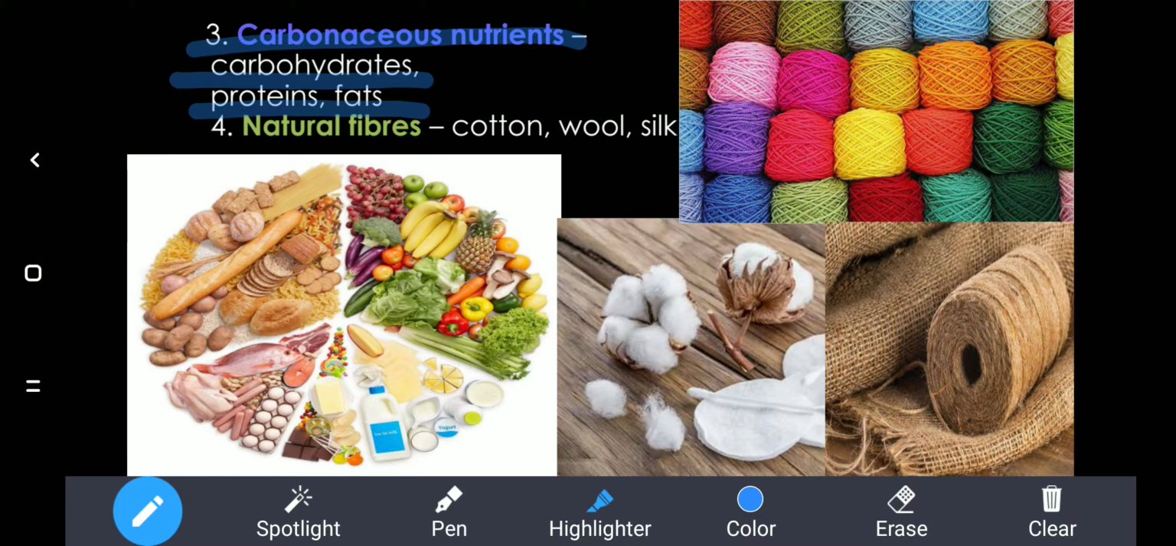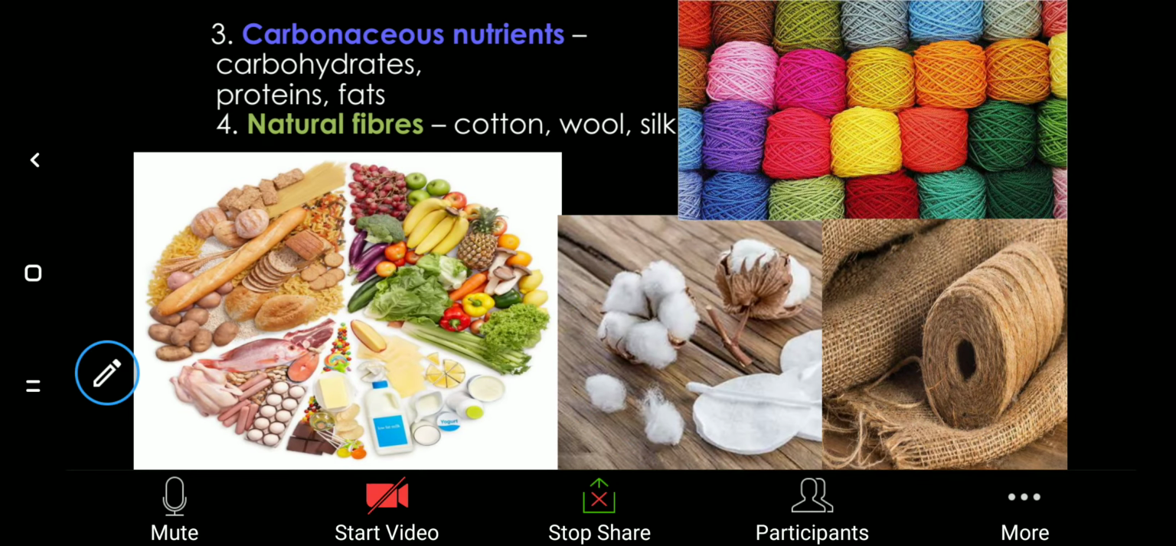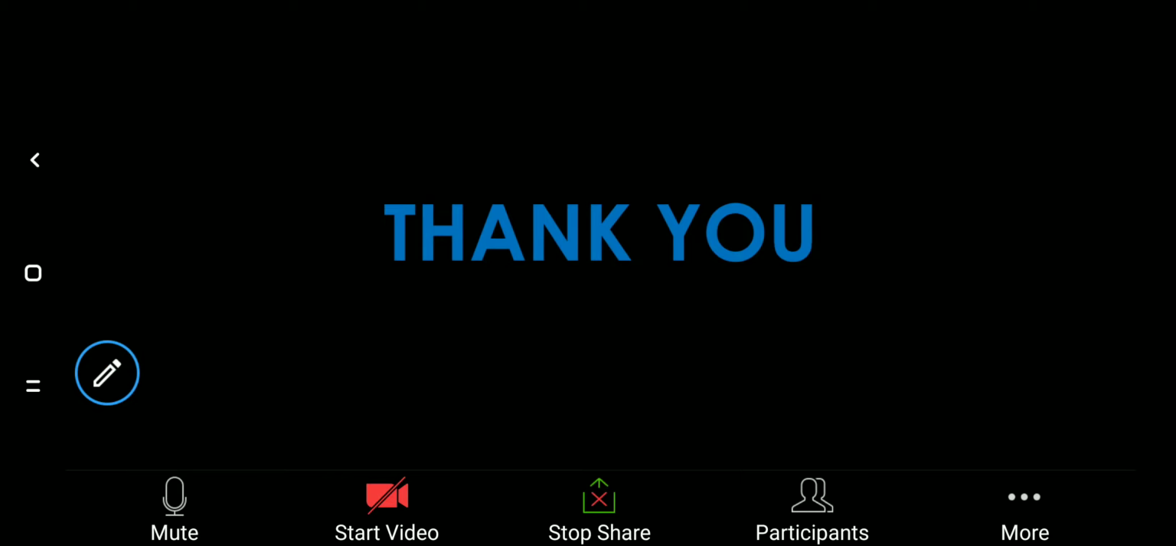And natural fibers like cotton, wool, silk. Here you can see cotton balls. You can see jute here. You can see wool here. All these have carbon in them, but carbon is not present alone here, it is present along with hydrogen.